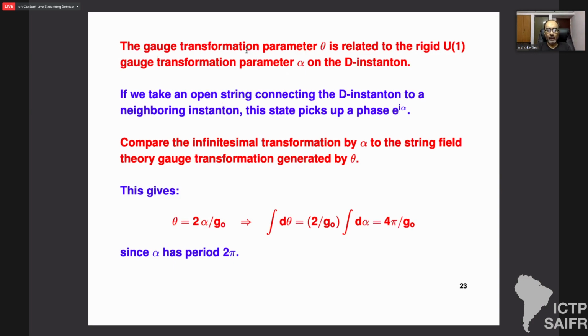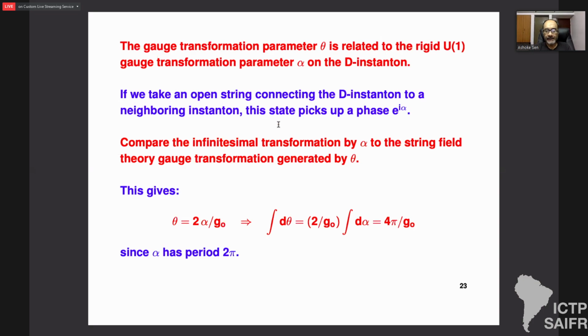The next thing is to understand the gauge transformation parameter theta, which appeared in the denominator. So what is this? This turns out to be related to the rigid U1 gauge transformation parameter alpha on the D-instanton. So let me explain what this rigid U1 gauge transformation is. If we take an open string that connects the D-instanton to a neighboring instanton, some spectator, there is a U1 symmetry under which this state picks up a phase of e to the i alpha. So this is a standard U1 that is there on every D-brane, including the D-instanton, even though there is no dynamical gauge field on the D-instanton.